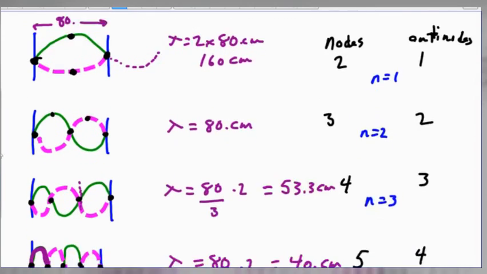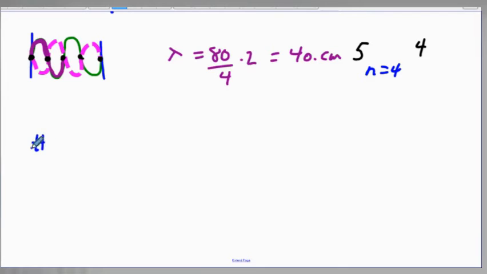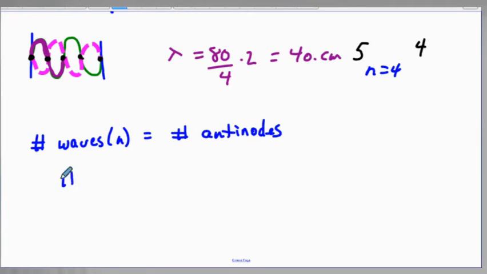I hope what you notice from this is that the number of standing waves, which I'm calling N, is equal to the number of antinodes. And the number of nodes is equal to the number of waves, N plus 1.